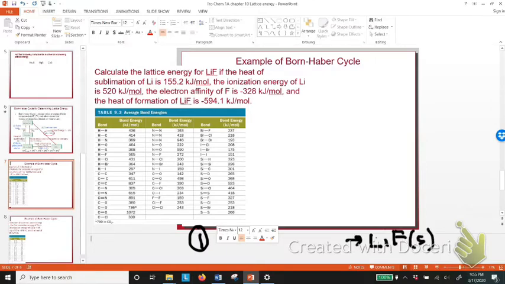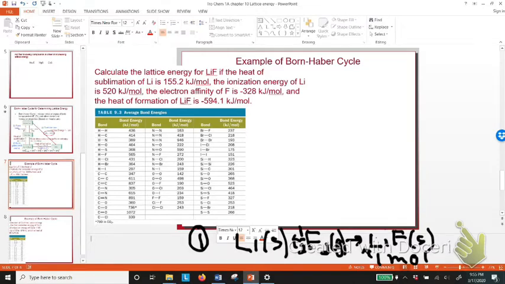Lithium fluoride is made of lithium, which is a solid, and fluorine, which is diatomic, so it's F2, and a gas. Once again, we want to form 1 mole of the ionic compound because that's the definition of heat of formation. So I'm going to put a half in front of the fluorine gas.